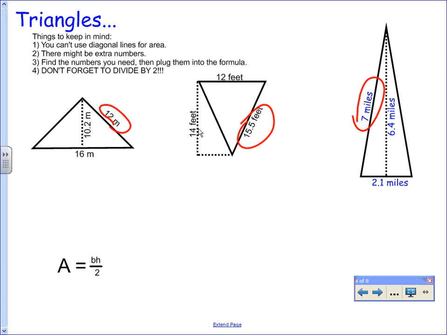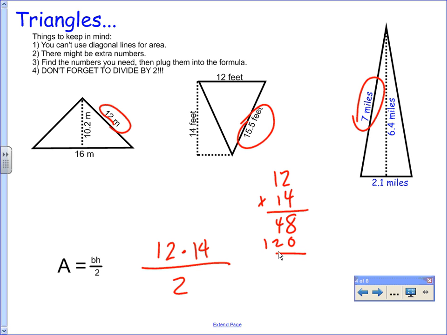So we're going to do this one because these numbers are nice and easy, 12 and 14. Base times height. Base is 12, height is 14, over 2. Don't forget to divide by 2. What a lot of kids do is they will multiply 12 times 14, and then they never go back and actually do the division part. So you need to make sure that you don't forget that division part.